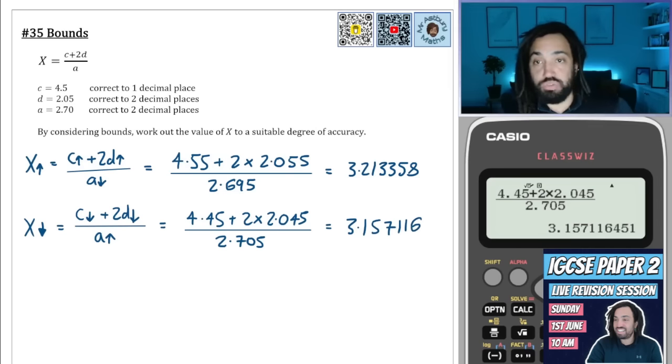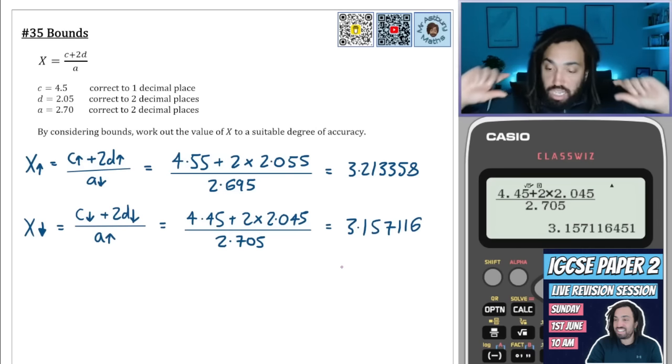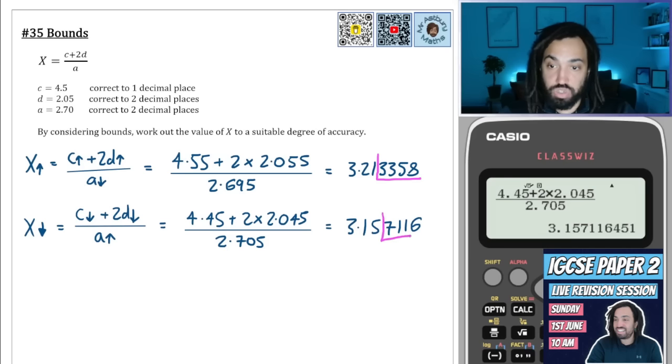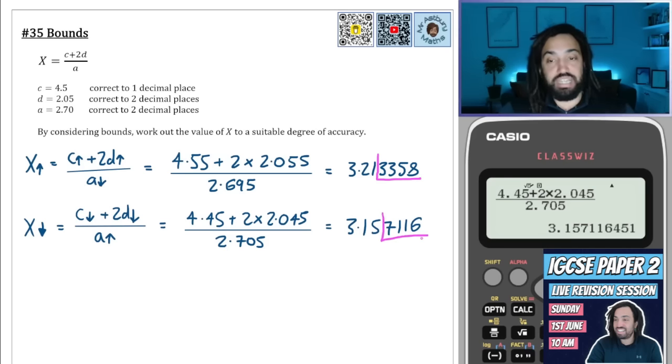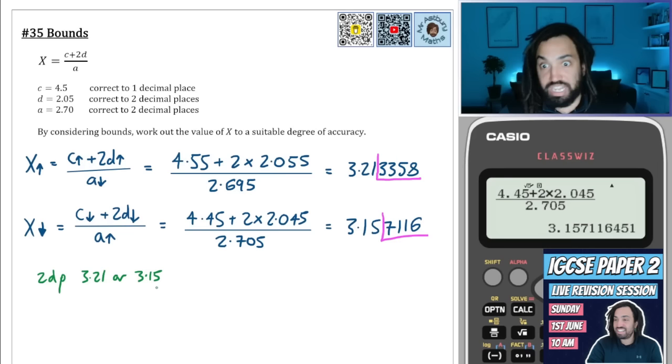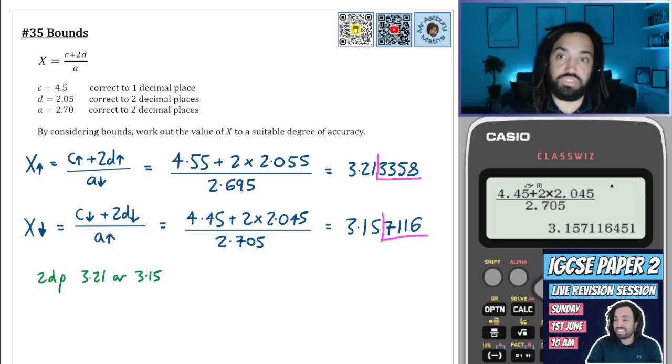Now, a suitable degree of accuracy means that the lower bound and the upper bound all round to the same thing. So for example, if I was to round to 2 decimal places, we would not get the same thing. We would get this, or we would get this, or somewhere in between, depending on what the actual value is. So that is not a suitable degree of accuracy because it can be misleading.